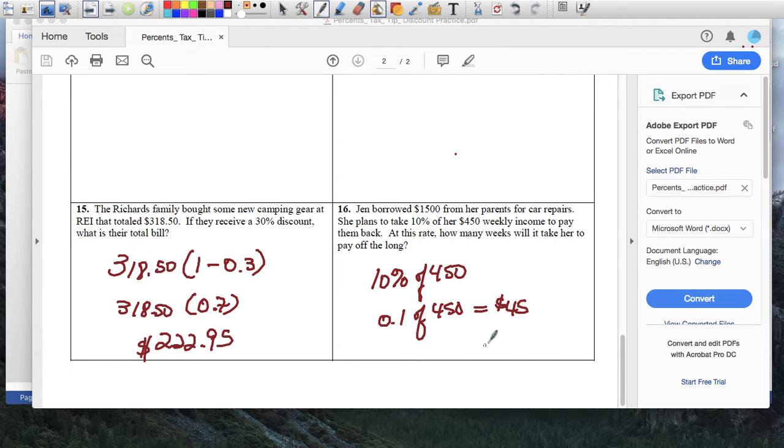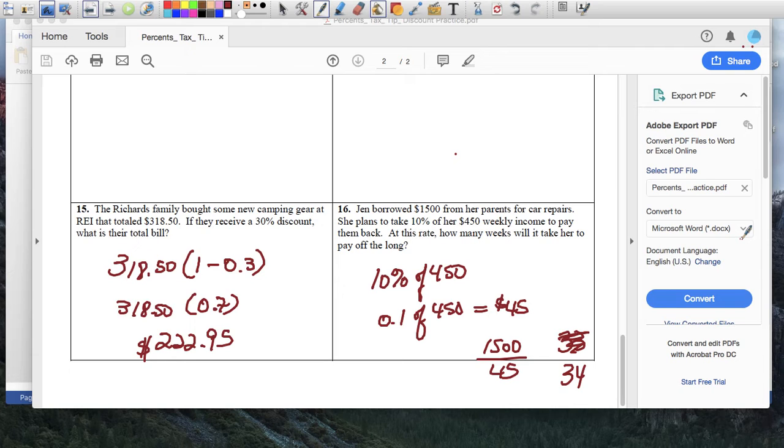So how many weeks? Well, 1,500 divided by 45 equals 33.3333. Obviously, we're going to round this up. It's going to be 34 weeks that she needs to pay her parents. It's going to be a long time.